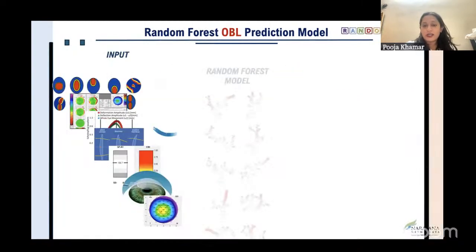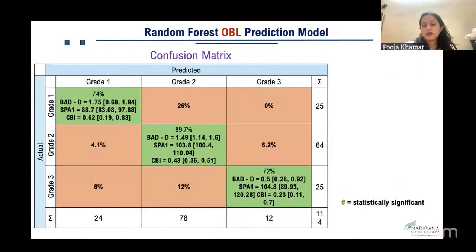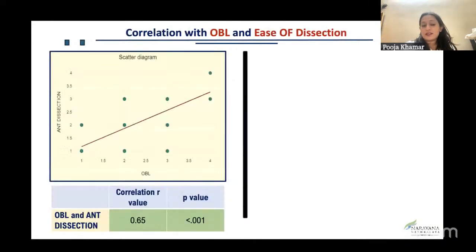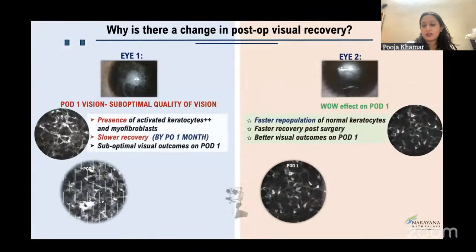And this is also an AI-based work which we have done to predict which eyes will have good or wow vision on day one and which eyes will not have wow vision on day one. So it does help to correlate. If you know that you have a stiffer cornea, probably choose a LASIK or modulate your energies to have an optimal dissection for a better quality of vision.